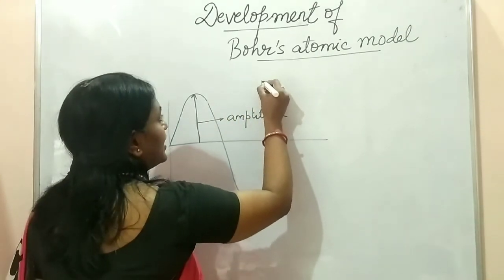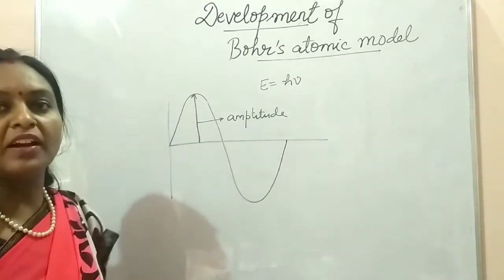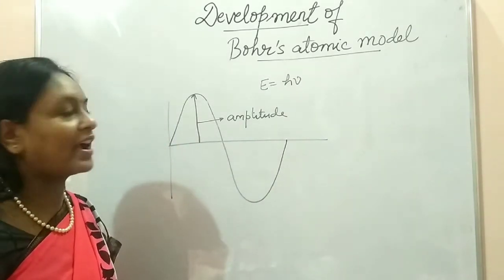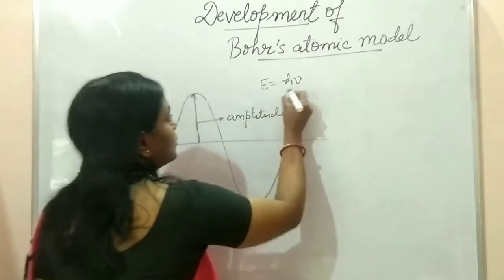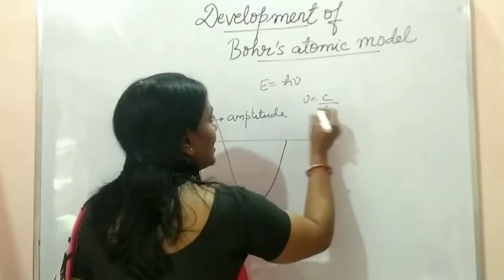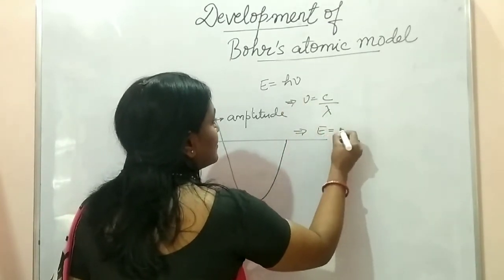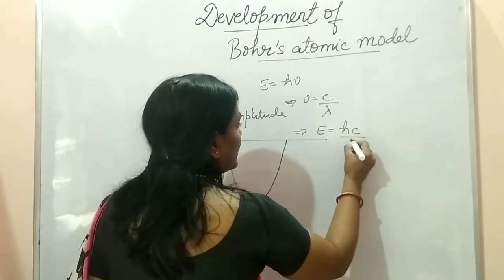Now there is a formula, E is equal to h nu. This formula tells us the energy of an electromagnetic radiation. So nu is also equal to c upon lambda. When we substitute it, it becomes E is equal to hc upon lambda.